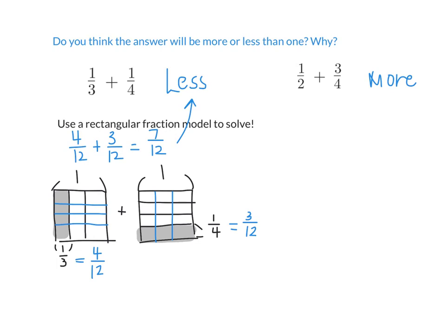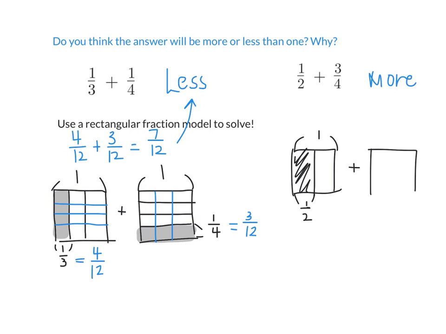Let's try the next problem, 1/2 plus 3/4. Do we have like denominators? No, so let's make them like. We can show that this is 1 and this is 1/2. Right? And then we can show that we're adding it to another rectangle that's worth 1, but this time we have 3/4. Shade in 3/4.